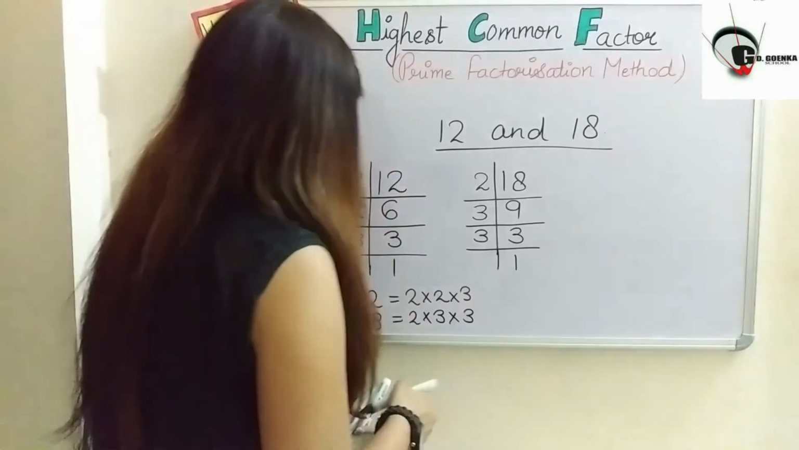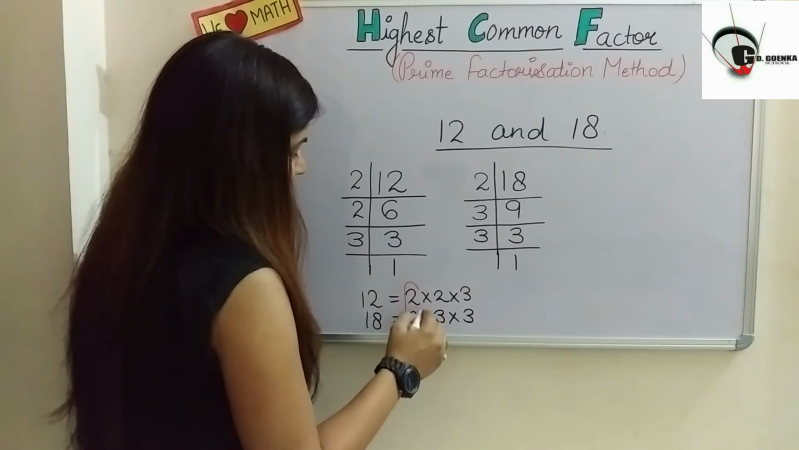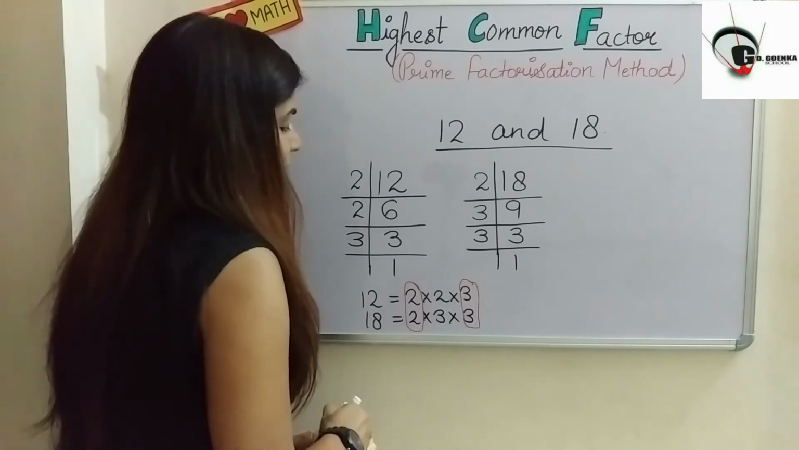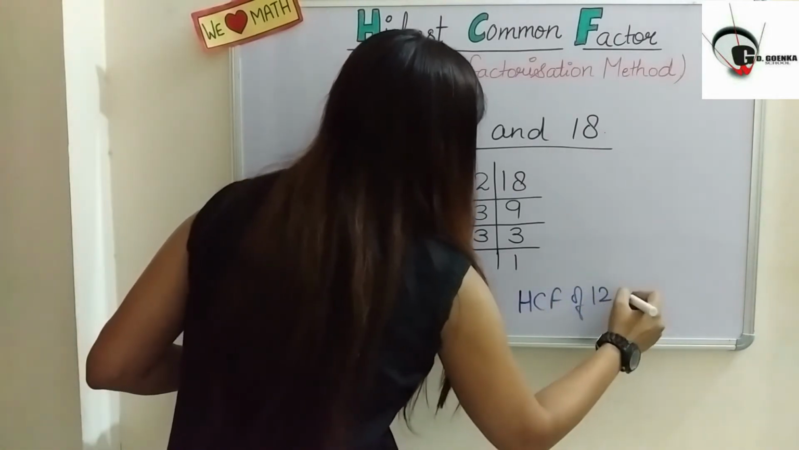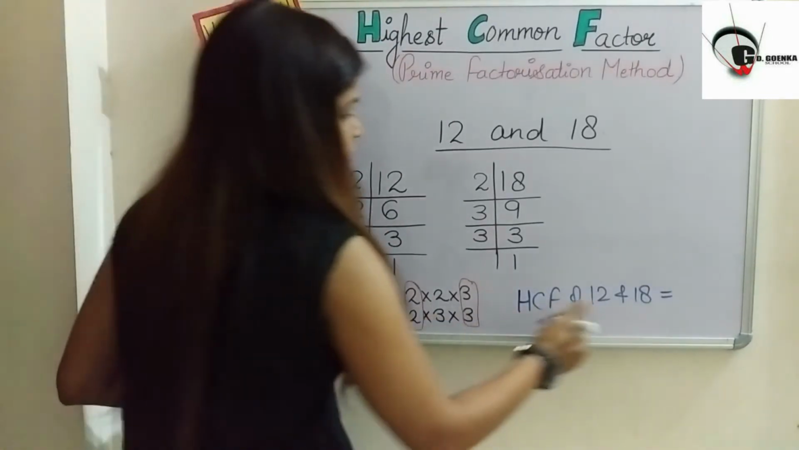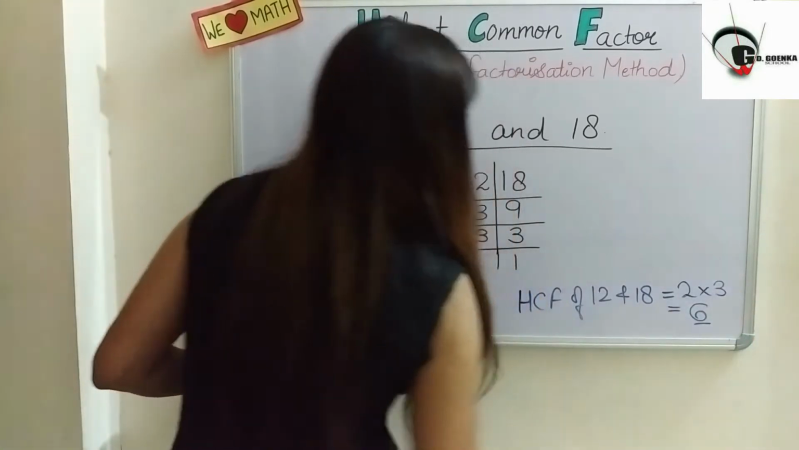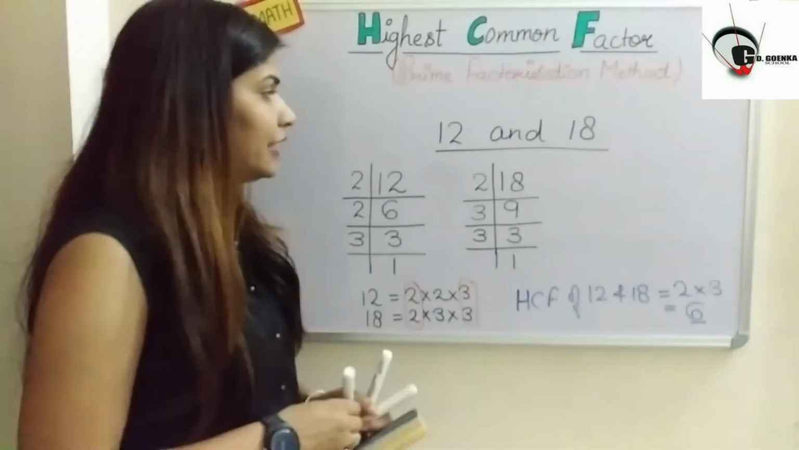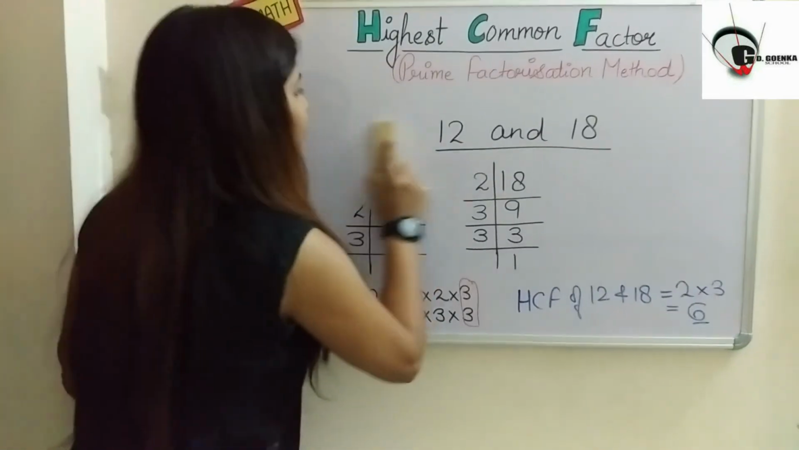Now here we need to check what the common factors are. Common prime factors are 2 and 3. So the HCF of 12 and 18 is the product of these numbers, that is 2 multiplied by 3 is equal to 6. As you can see, yes, we have got the same answer that we got by the listing method, but this method is easier and more convenient. So let us see more examples.